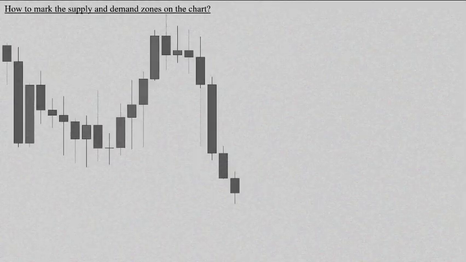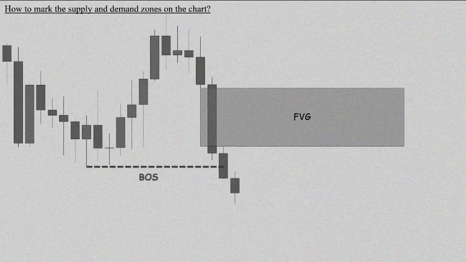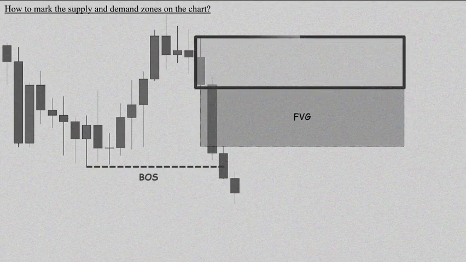The same concept applies to the bearish scenario. Regardless of the candle's color, we will mark the last candle that created the fair value gap on the chart as our supply zone. There are various ways that traders mark these zones on the chart, but the key point here is that your stop loss must be somewhere safe in case of market fluctuations.